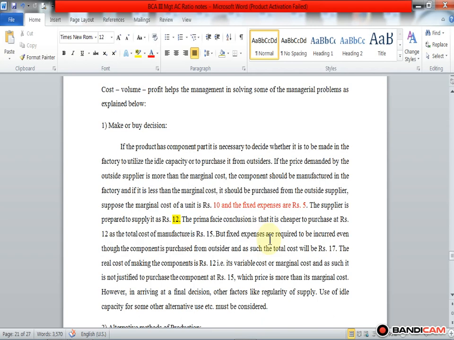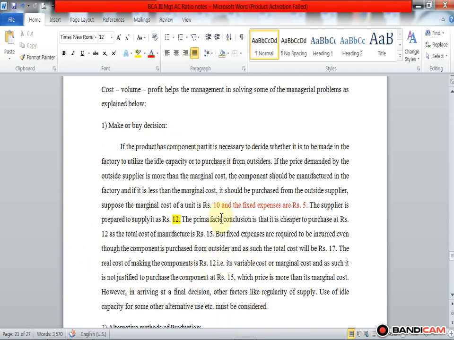But the outside supplier provides these components at rupees 12. So the prima facie conclusion is that the component is cheaper if it is purchased from the outside supplier. Okay, it's called the make or buy decision.